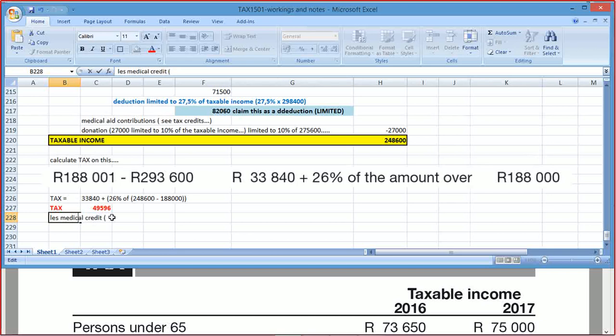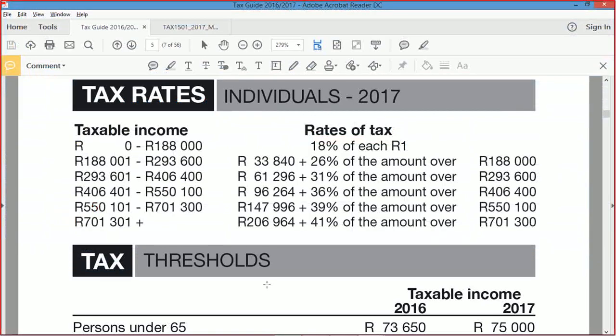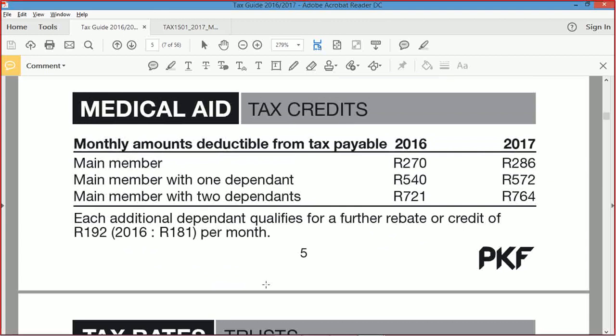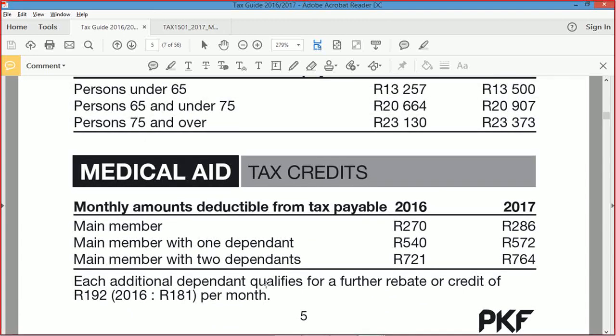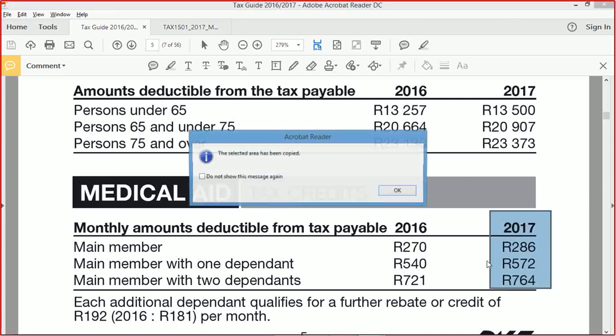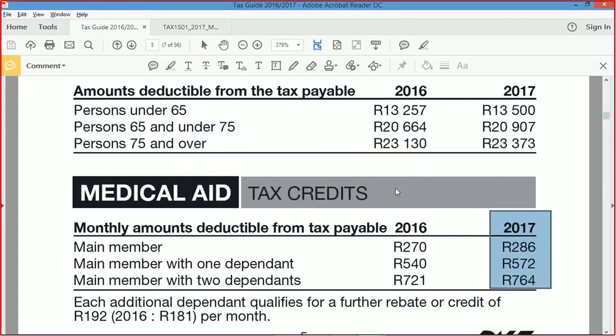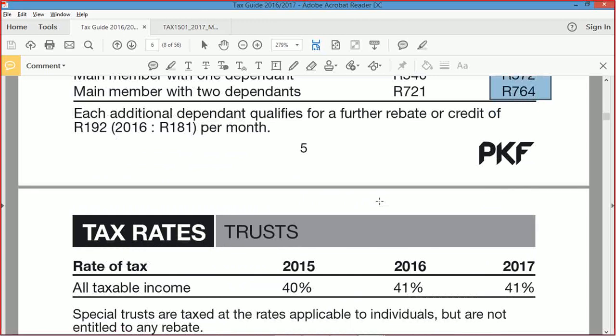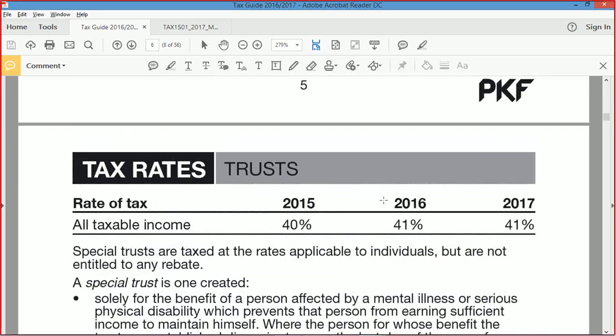Okay, but they still need to deduct the tax credits. So medical credits. Right, and the medical credits will be, how many kids? 2, right? Yeah, 2. And mother and father. So the mother gets how much? 792. The mother gets 286 and 572. See that? Monthly deductible amounts.